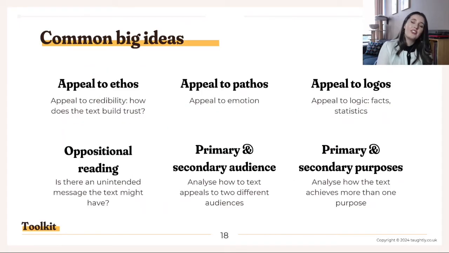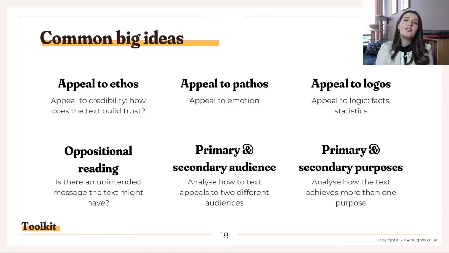I have now got 3 slides of some common big ideas. Now you could apply these to any text. Obviously, the beauty and the curse of paper 1 is you could get any text. So I can't tell you, okay, you always need to have a paragraph about emotions and then you always need to have a paragraph about secondary purpose because the text might not actually fit that.